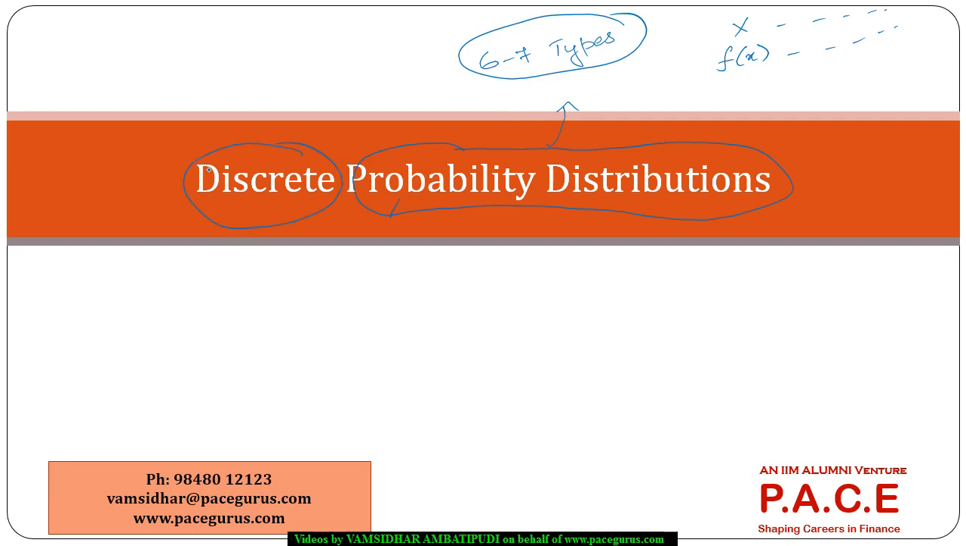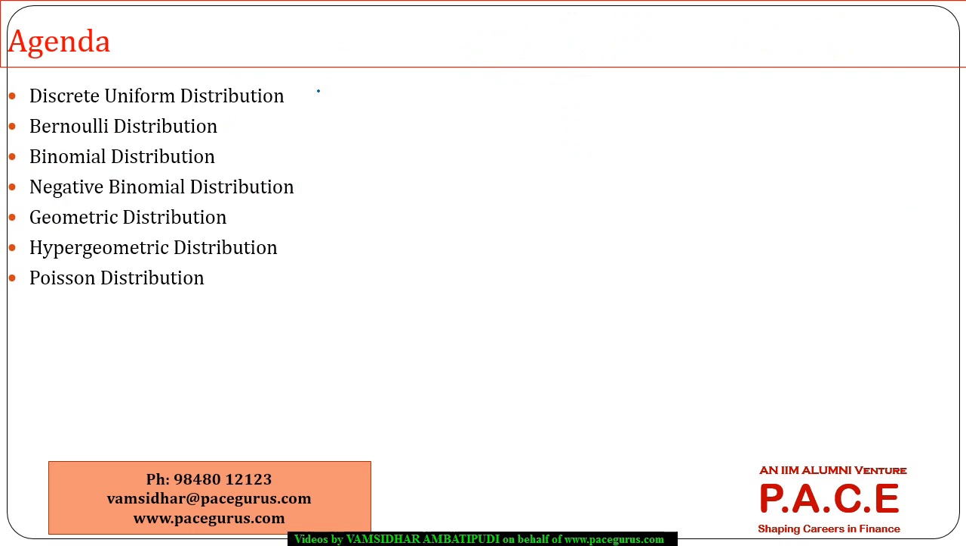And if the random variable takes a discrete, countable set of values, we call those distributions discrete probability distributions. As part of the agenda, we will be talking about these distributions under the discrete category. We'll be looking at the discrete uniform distribution, then we'll focus on the Bernoulli distribution. From here you'll find very important distributions: the binomial distribution and the negative binomial distribution.